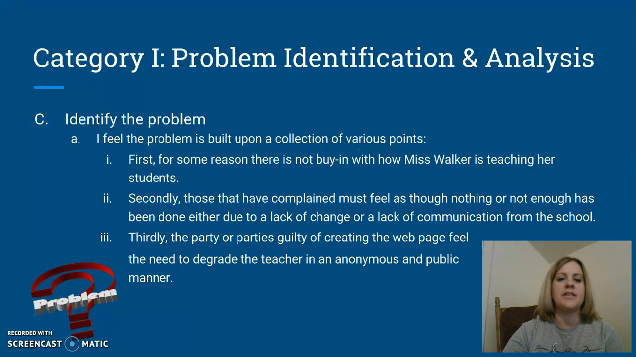So third, identifying the problem. I feel the problem is built upon a collection of various points. First, for some reason, the students and others are not buying into how Ms. Walker is teaching. Secondly, those that have complained feel like nothing has been done adequately, or that there's been a lack of communication from the school, which thirdly led to the party creating the web page feeling that they needed to go about this avenue in order to make their complaint known.